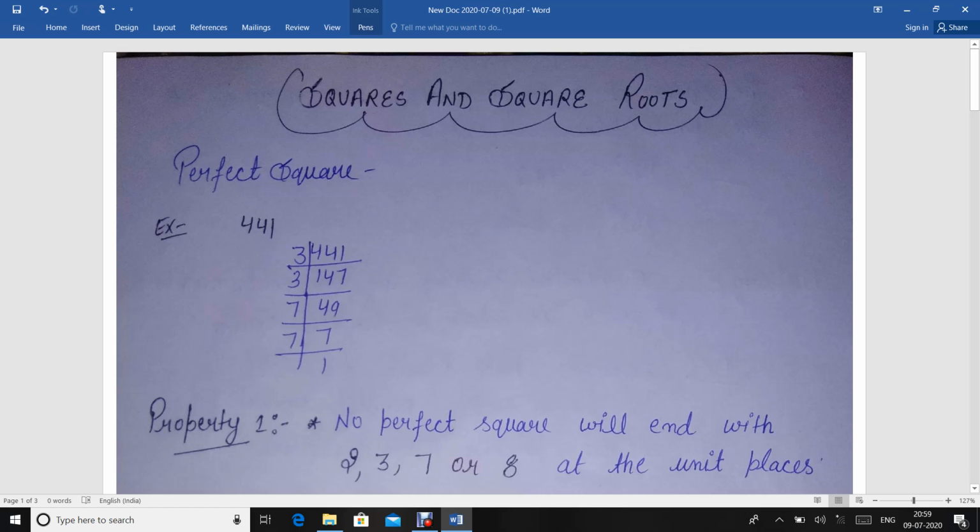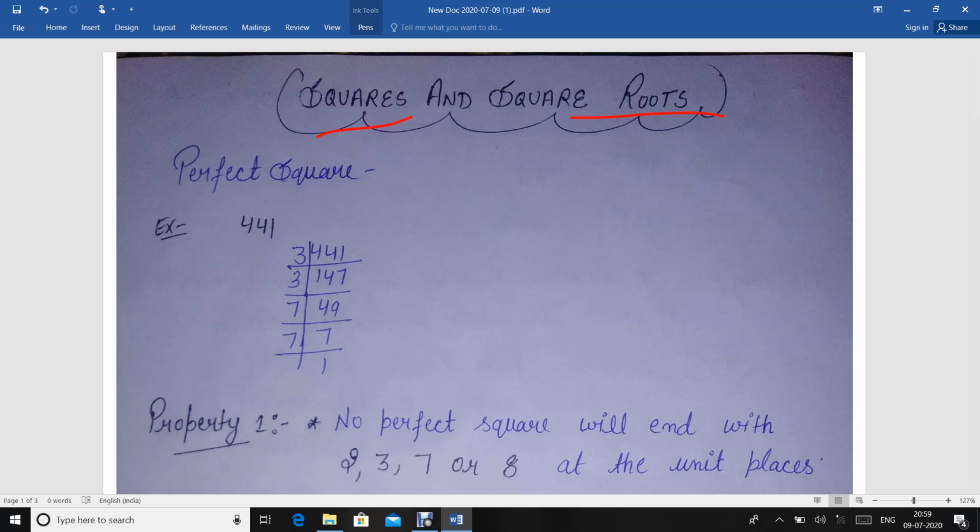This is your mathematics class, and today we are going to start a new chapter, that is chapter number 6, squares and square roots. So before starting the chapter, we will learn about some basic concepts of squares and square roots. So firstly, we will start with squares.